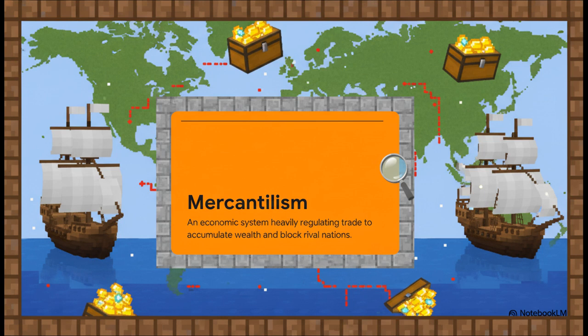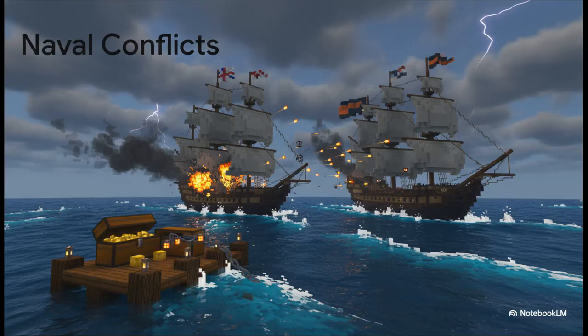They did this by passing the Navigation Acts. These acts forced English colonies to trade exclusively with English ships. It effectively blocked rival nations like the Dutch and the French from getting even a tiny piece of the action. But of course, when you aggressively hoard global resources, you're going to trigger massive international conflicts. The policies we literally just looked at led directly to fierce naval battles in the Second and Third Dutch Wars. Nations were fighting tooth and nail for global trade dominance using upgraded naval tactics and heavily armed ships.